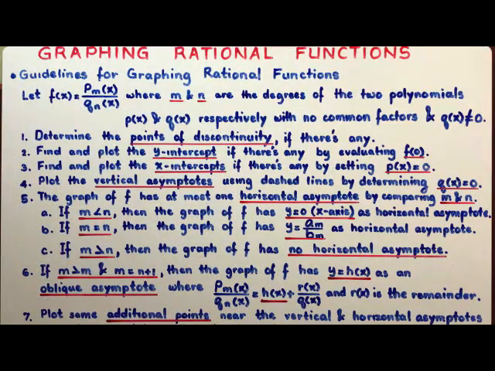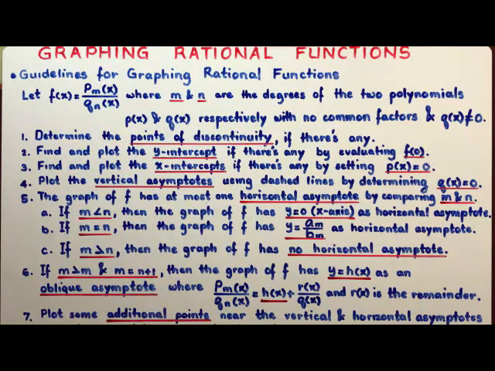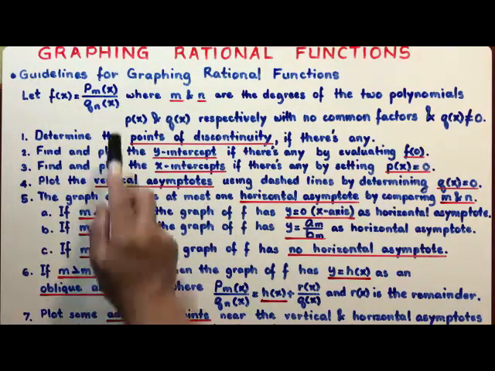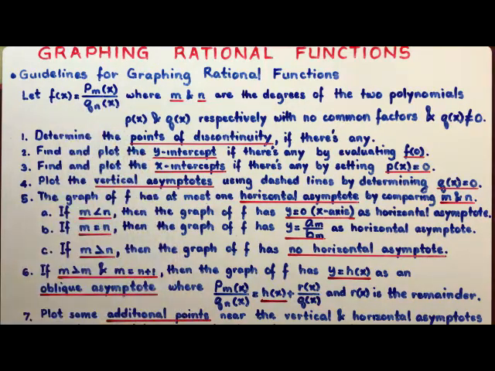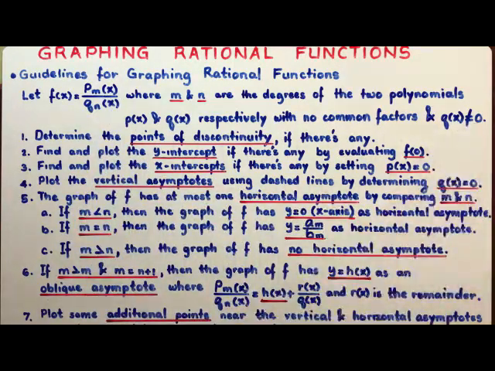So at this point, it's time to present to you the guidelines for sketching the graph of a rational function. Let the function f of x be the ratio of two polynomials, p of x and q of x, where m and n are the degrees of the polynomials p of x and q of x, respectively. So m is the degree of the polynomial in the numerator, and n is the degree of the polynomial in the denominator, where no common factor is found. And the polynomial in the denominator must not be equal to 0.